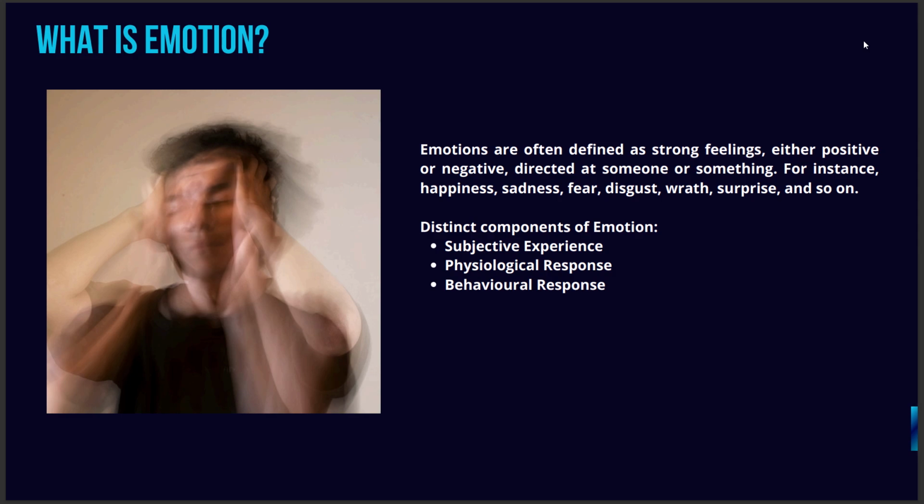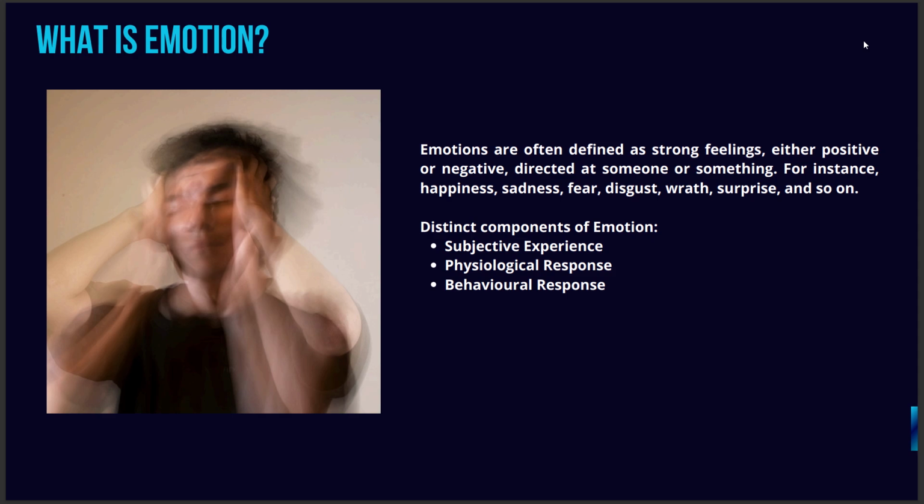Next one is physiological response. It refers to the body's reaction to the emotion, ranging from sweating to increased heartbeat. For example, blood pressure rises when we are in anger. So it happens again within our body. That is what physiological response shows.